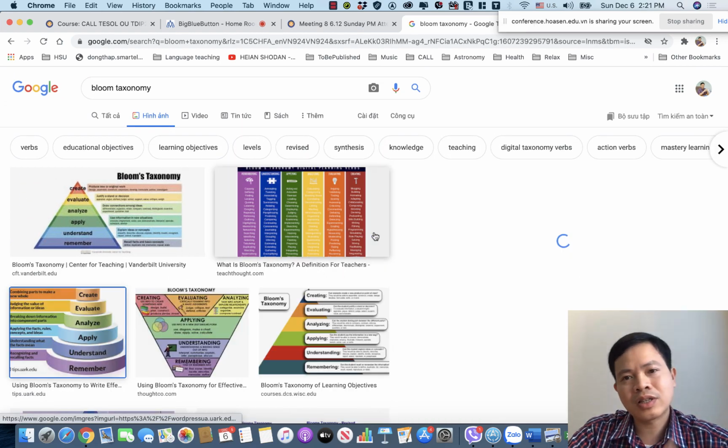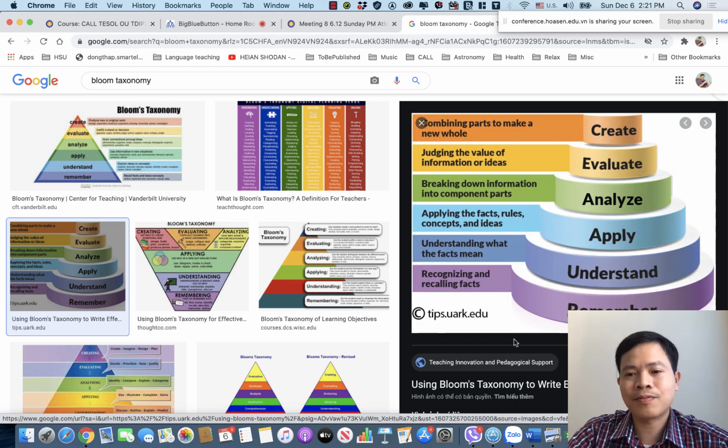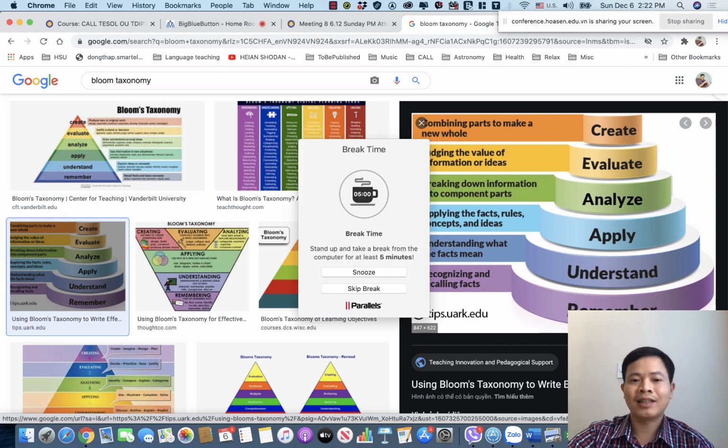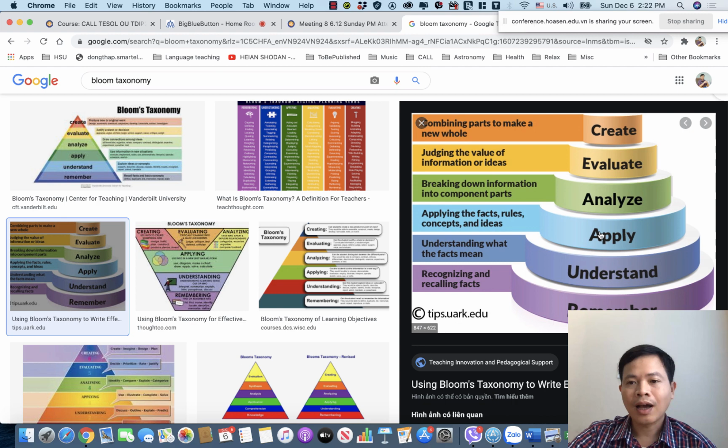So essentially, Bloom taxonomy is a framework that categorizes thinking into 6 levels. We have remembering at the bottom, and then understanding, applying. Now these 3 levels, remembering, understanding, and applying, are called low level thinking, and then analyzing, evaluating, and creating are called the high level thinking.